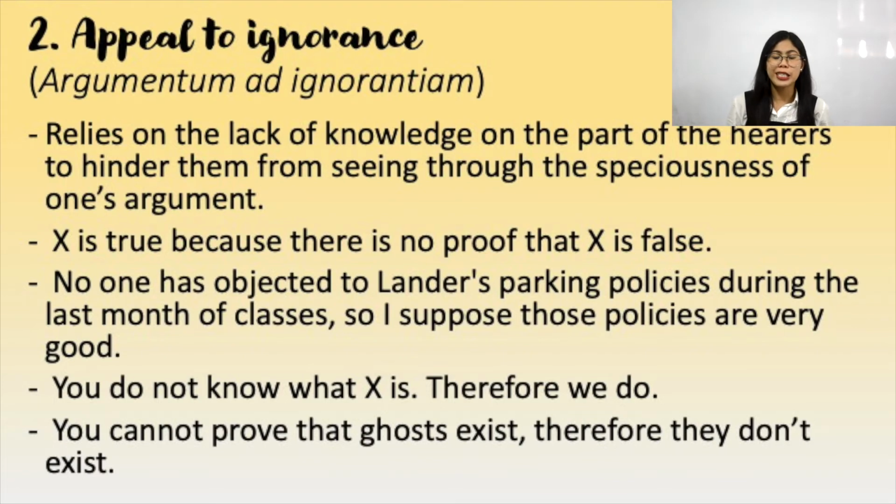From here, we can say that this is really a fallacy because the person is already assuming that the policies implemented are very good just because no one is objecting. So maybe the people fear the maker of that policy, that's why they don't object. Or perhaps people just don't care at all. So here the person lacks evidence but has already made a conclusion and believes that the policy he implemented is very good.